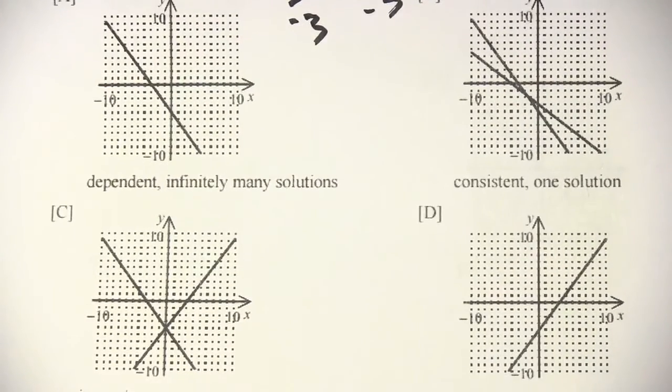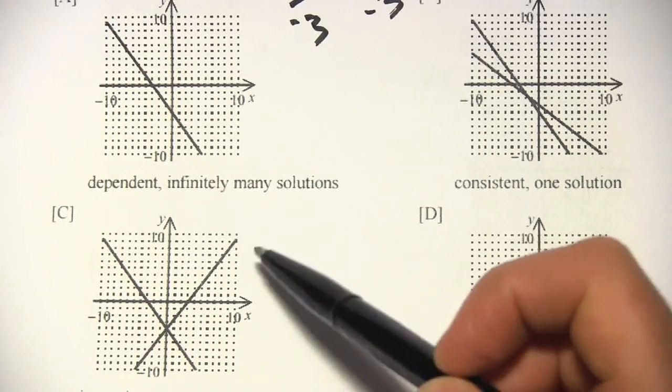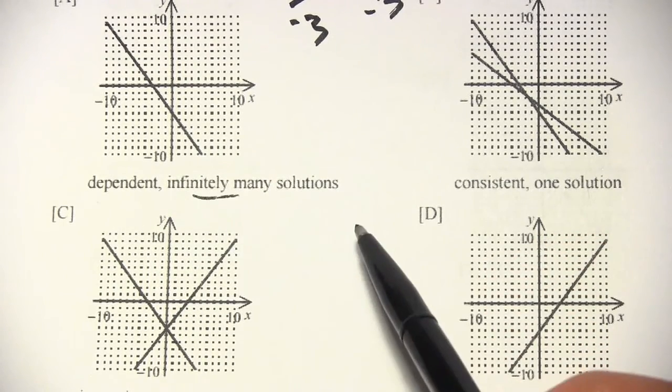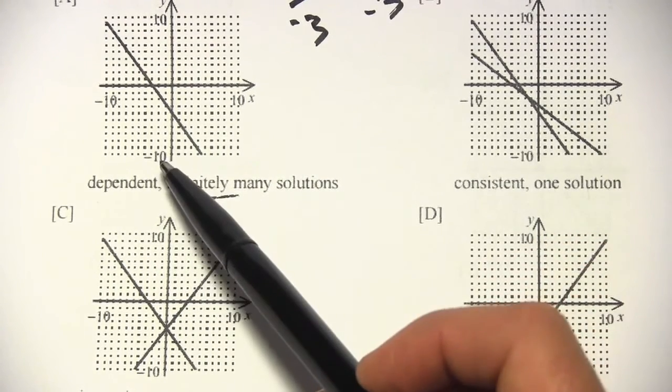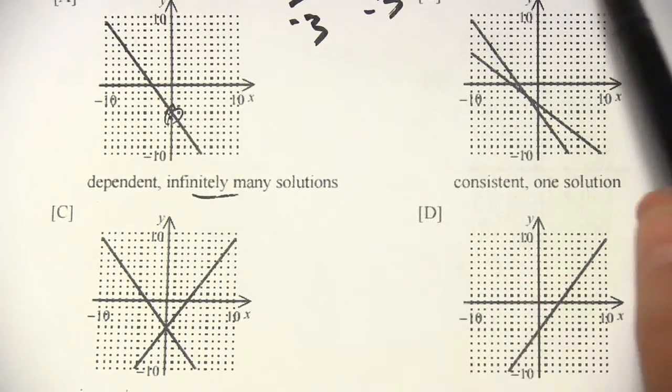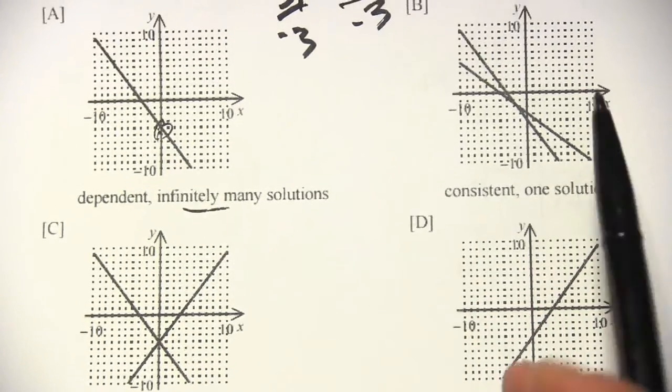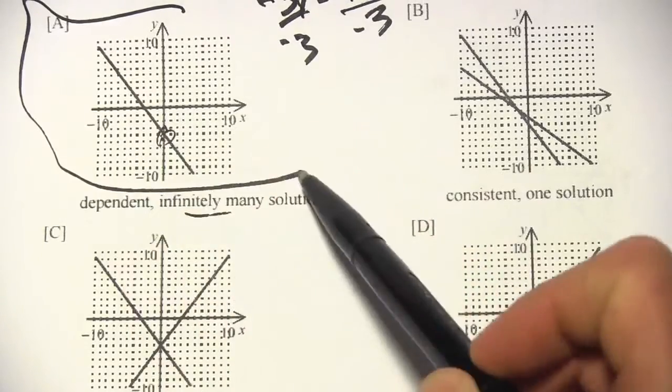And as I look at the answer choices here, there's only one that gives that dependent, infinitely many solutions. And it does seem to have a slope of negative 4/3. It does cross the y-intercept at negative 4. So all of that checks out, and A is our answer.